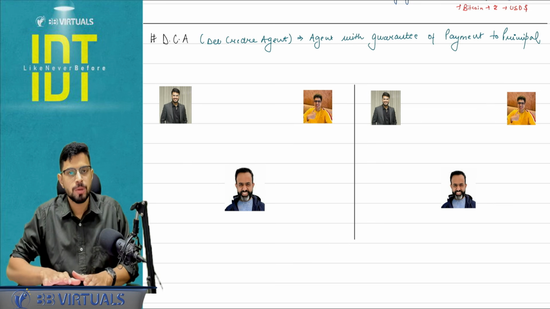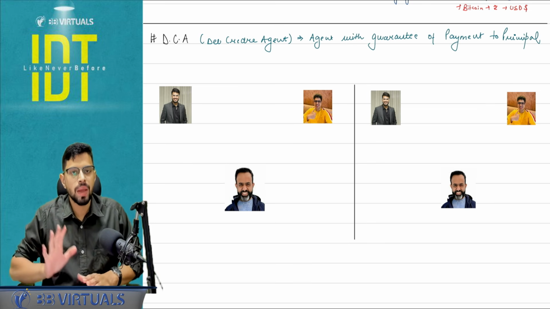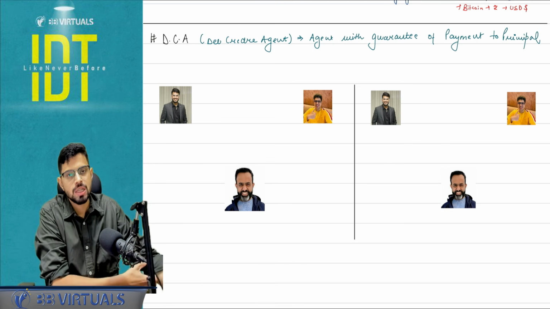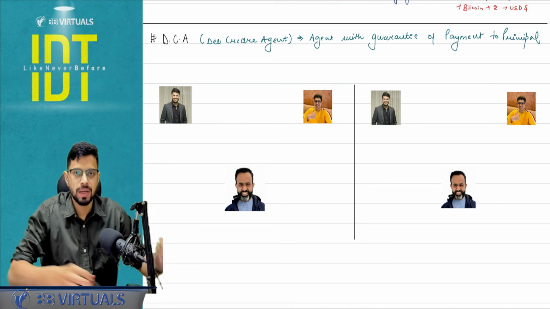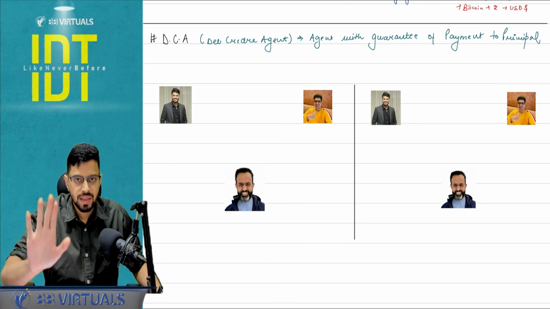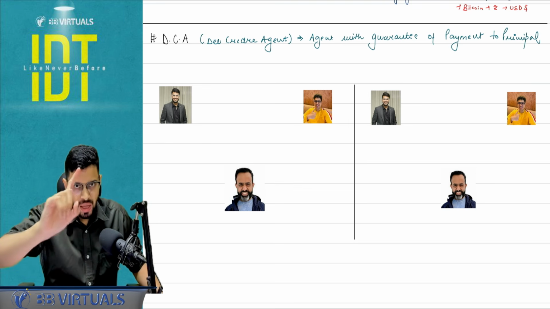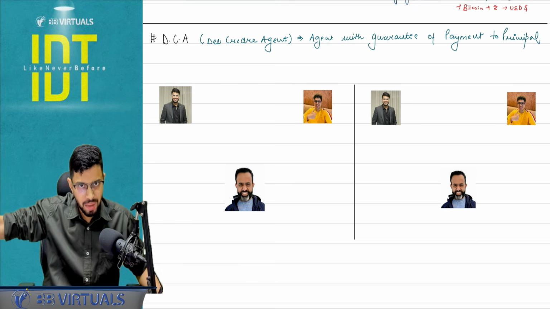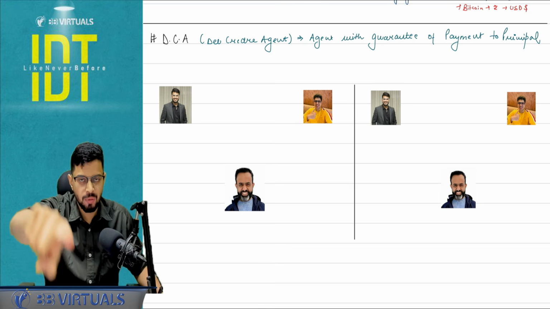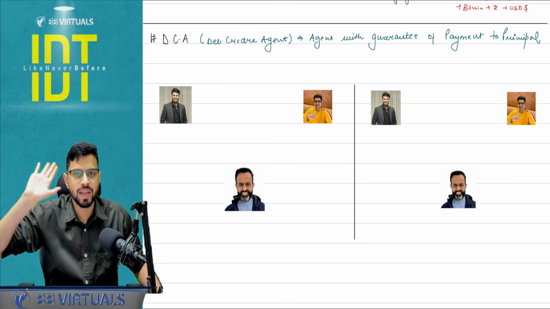So suppose the buyer defaults in paying the amount to the principal. The DCA will say, Mr. Principal, don't worry, I will ensure the payment is made. I will give the loan to the buyer, and from him obviously the amount will come to you. So you are secured that way.